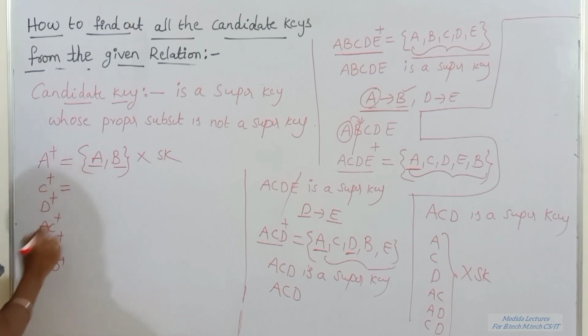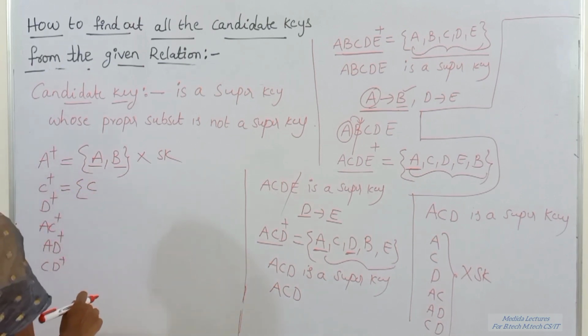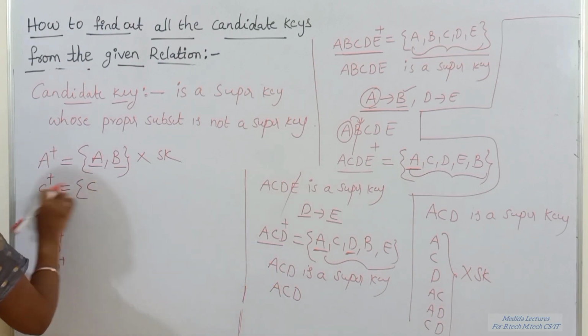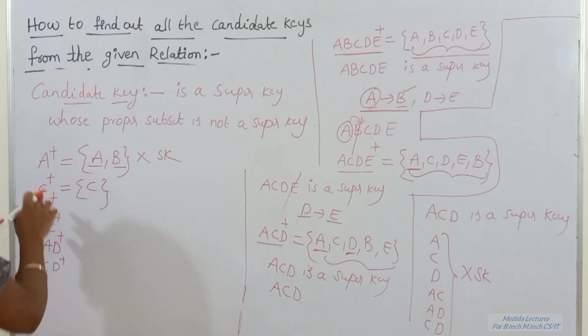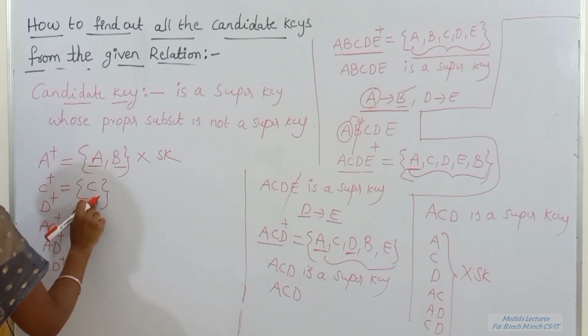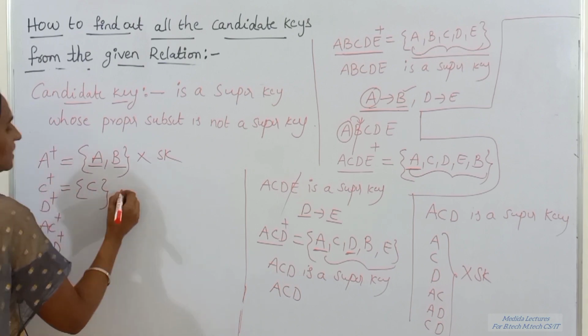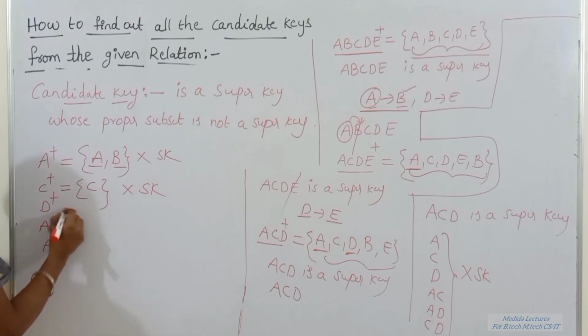Find the C closure. C closure itself determines C. Can I add any attribute to the C closure? No, I cannot add any attributes to the C closure. The C closure consists of only C. So C is not a super key. Now find the D closure.